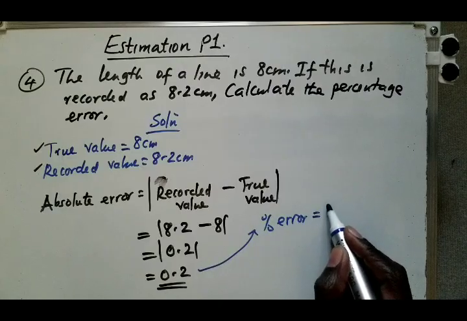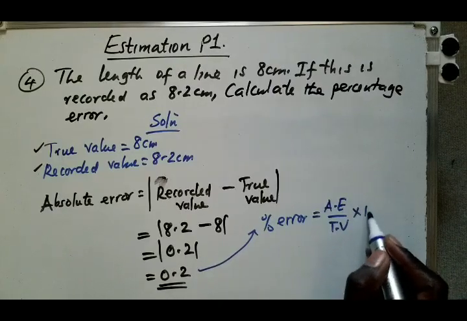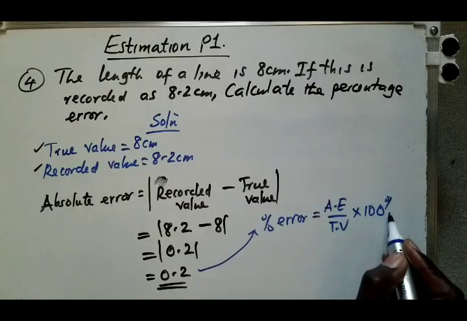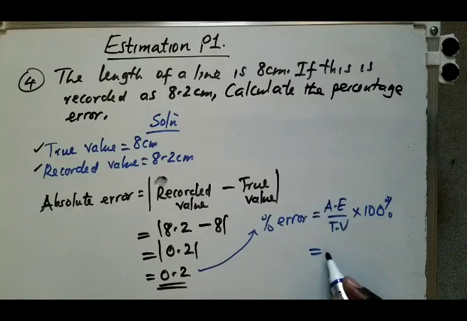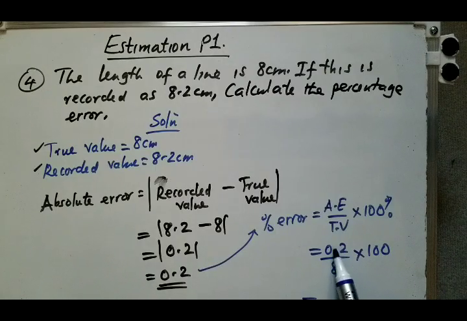So now if you get the absolute error, you can now find the percentage error. Remember, it is the absolute error over the true value. You just multiply it by 100%. So the absolute error 0.2 over the true value, which is 8, then multiply by what? By 100. That's what we mean there. So there's nothing complicated. If I multiply, remember this can be over 1, 0.2 times 100 will give me 20 over 8.